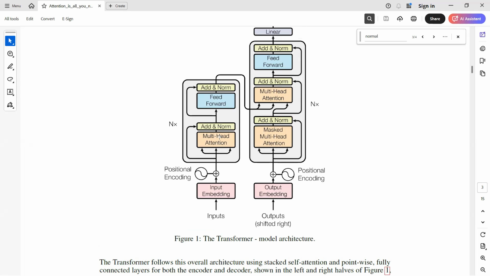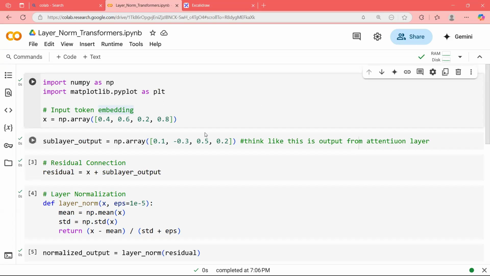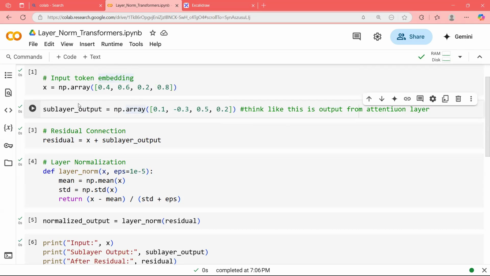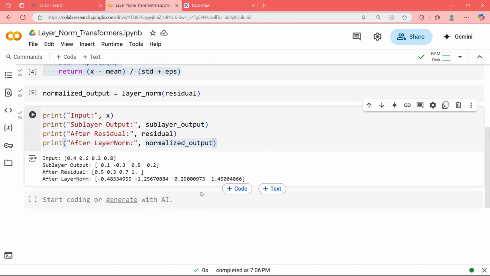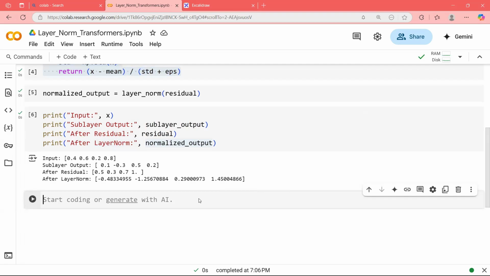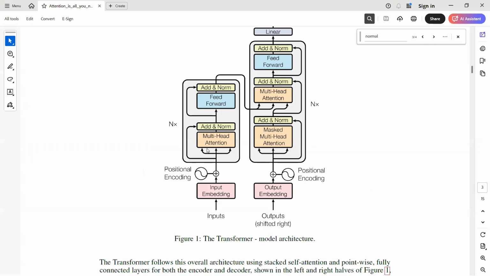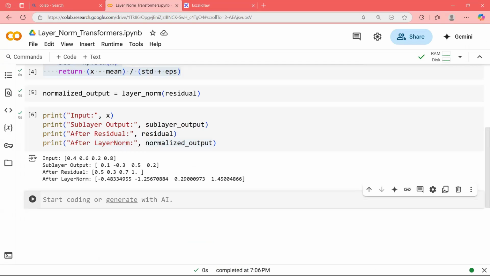So we will discuss that later. But to make your concepts clear, if you take one token, sub layer output you take, sum it with the same value, that is your residual, pass it through a layer norm, get the layer norm output, and that is what gets fed to the next layer. So this is a simple way of understanding things.